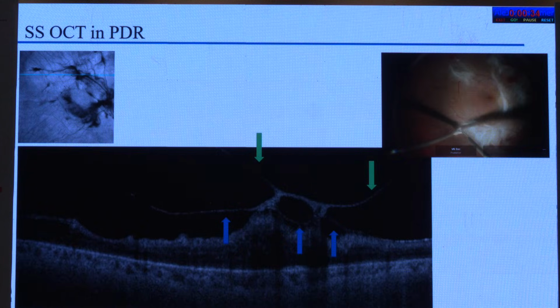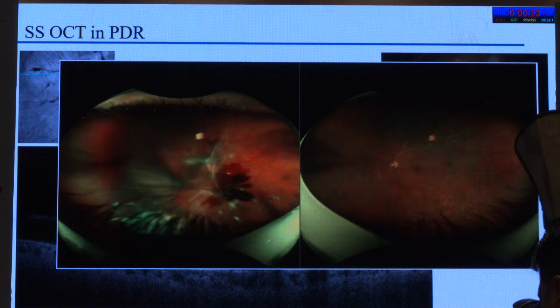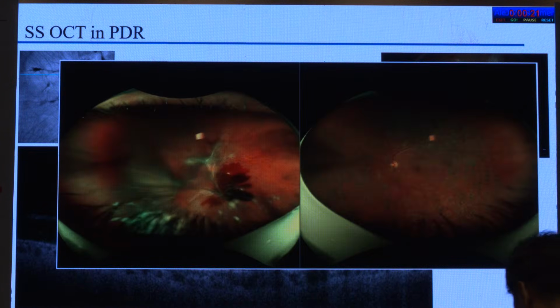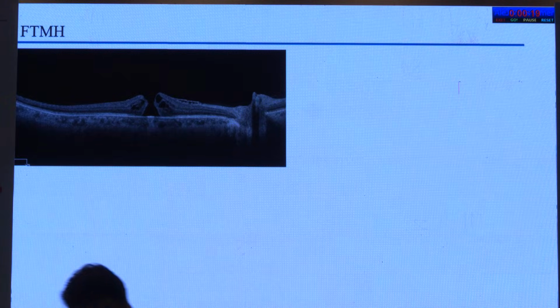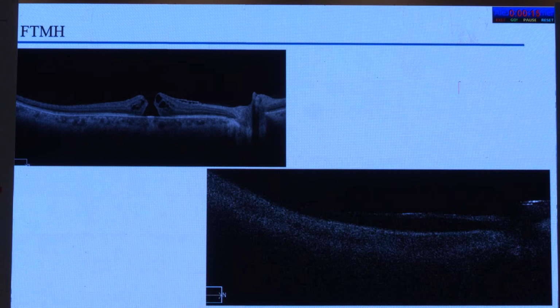SSOCT in PDR, one of my favorite topics. The blue arrows typically show the posterior leaf of the vitreous cortex, and this is where you go under with your scissor, forceps or the cutter, and that makes these tough membranes very easy to take out. Full thickness macular holes, very small hole, very beautiful to look at, but what would be more beautiful is to image them the next day, and that again changes the way we position the patient.